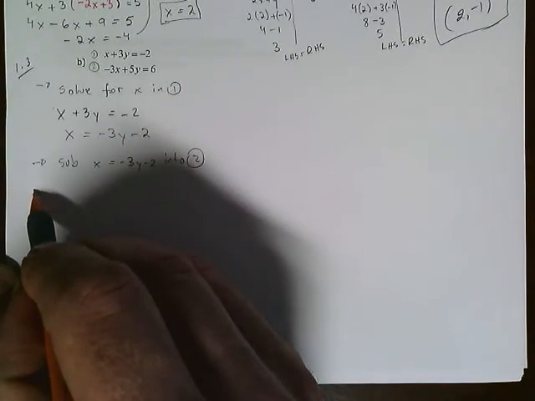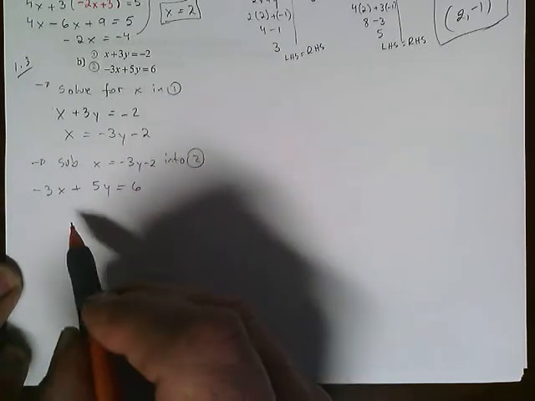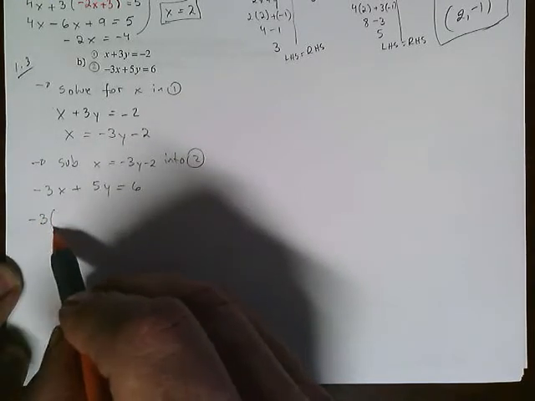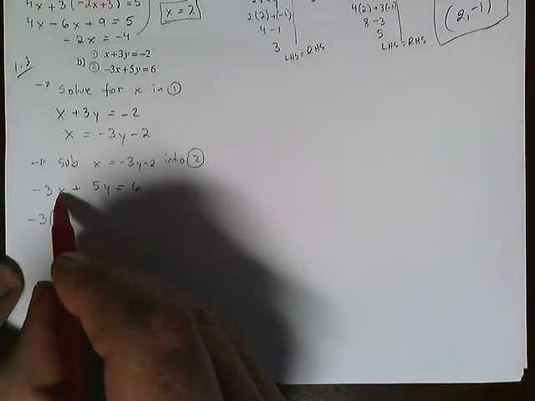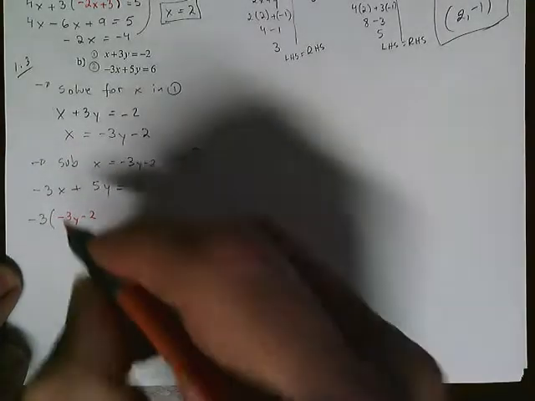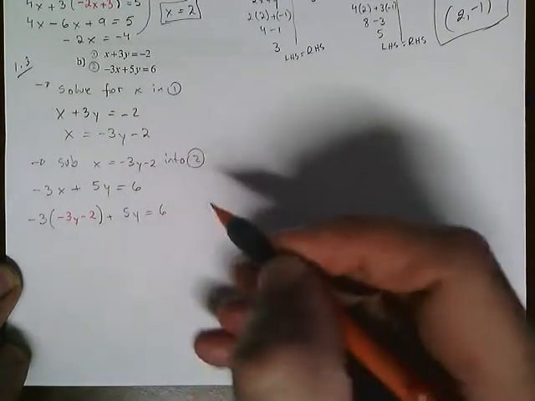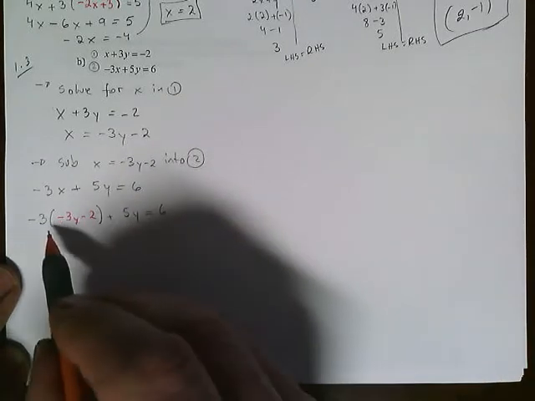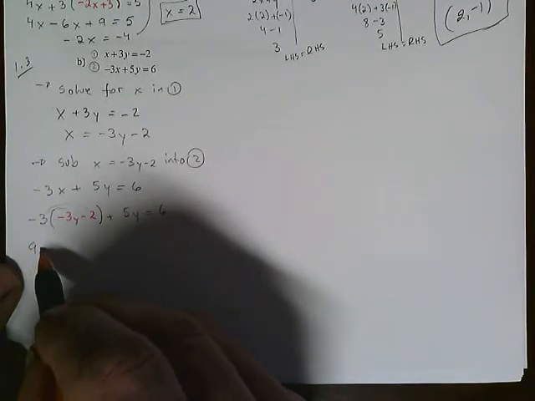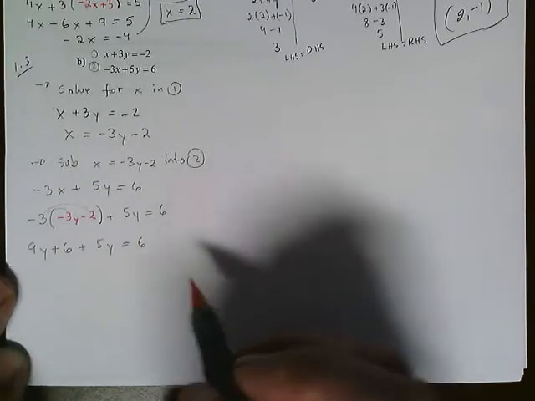So 2 says it's negative 3x plus 5y is equal to 6. And here we go. So we have negative 3x. And so we basically plug in negative 3y minus 2 in for x. Okay? And notice that I have nothing but y variables left. That's how you want that to be. Okay? So let's distribute this, right? You always distribute. So that's 9y plus 6 plus 5y is equal to 6.